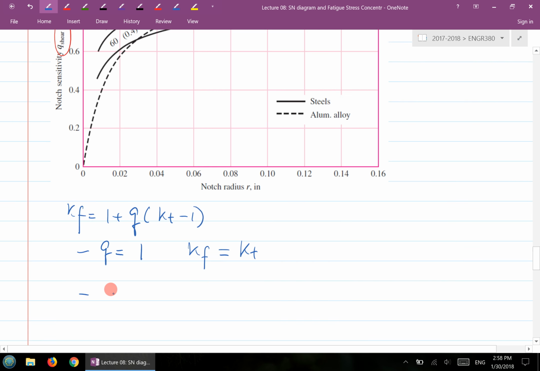Now if Q equals 0, that's why it's called notch sensitivity. When Q equals 1, it's most sensitive and feels the stress concentration completely. If Q equals 0, it doesn't feel anything at all. In this case KF is just equal to 1. Even though there might be a notch there, the part is not feeling the stress concentration.